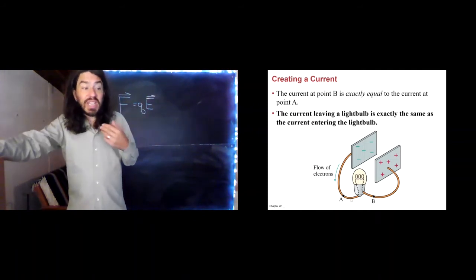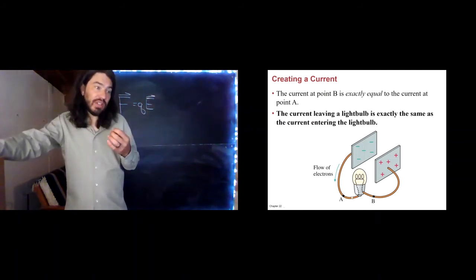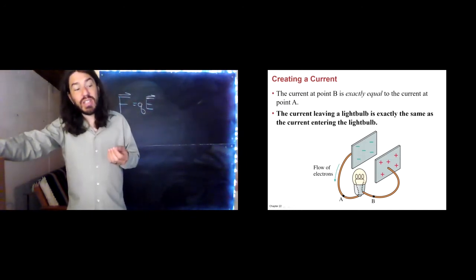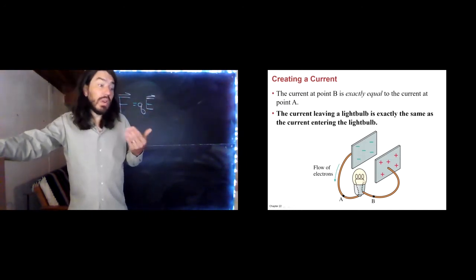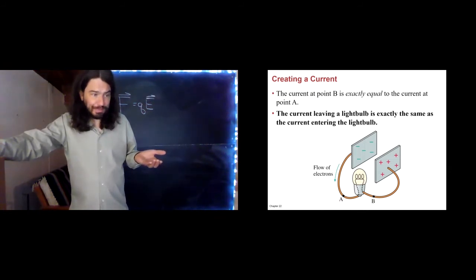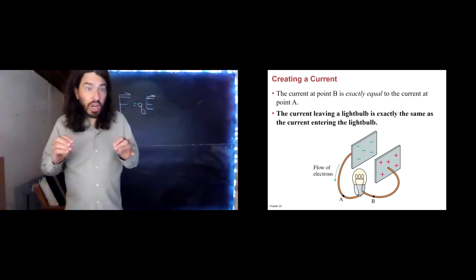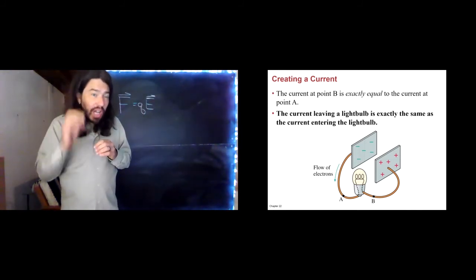What it does is it uses up the energy of the electrons. It converts the electrical potential energy of the electrons into light and heat, which is the point of the light bulb. It doesn't use up the electrons. We have to remember our charge model. The electrons carry the charge, right? Charge is carried on a physical object.